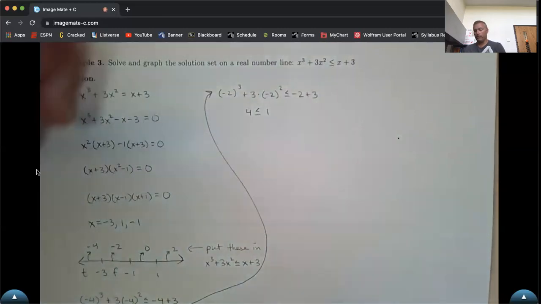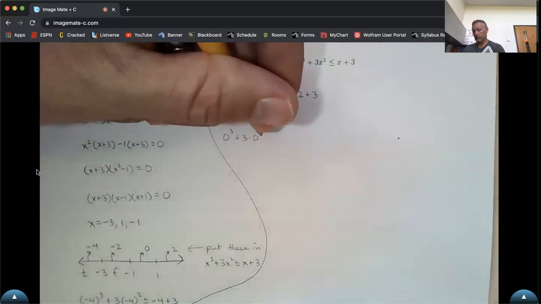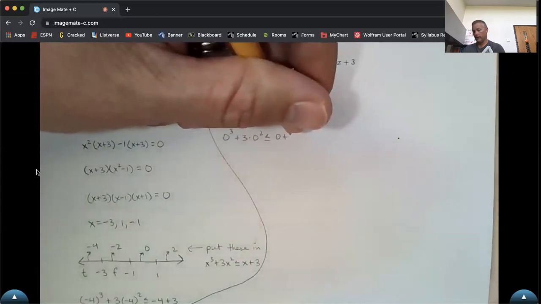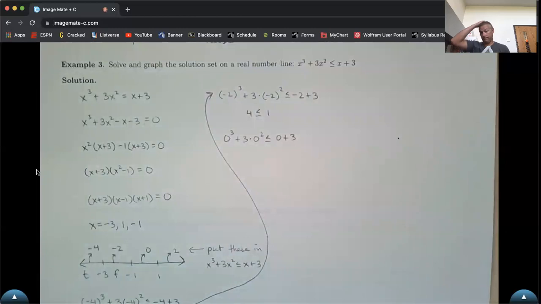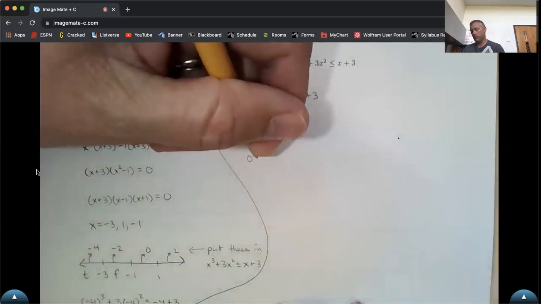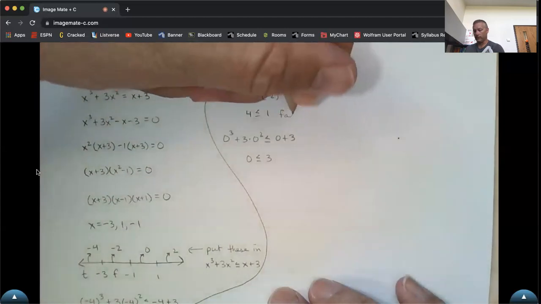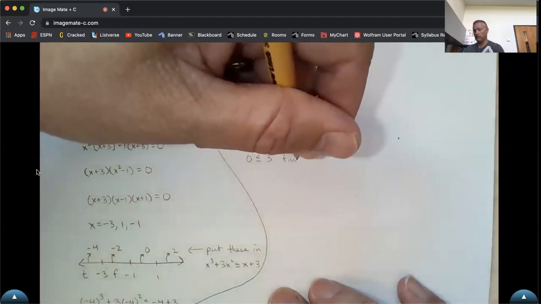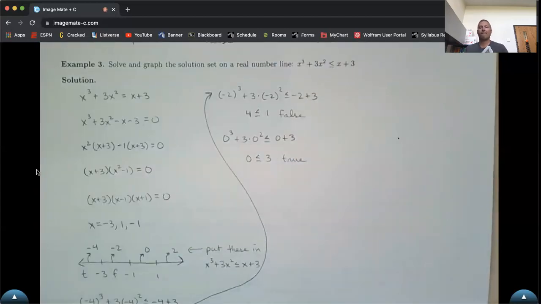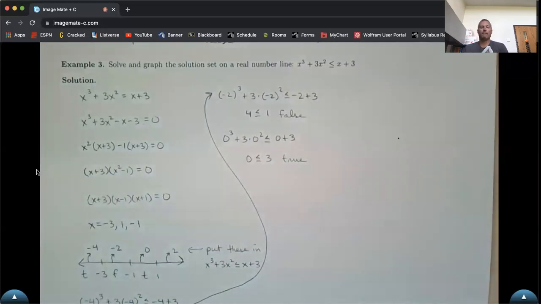Next, we put in 0. 0 cubed plus 3 times 0 squared less than or equal to 0 plus 3. Left side then is 0. Right side is 3. So that's a true statement. Sorry, I forgot to write false here. So this one is true. So I'll write a little true between -1 and 1.